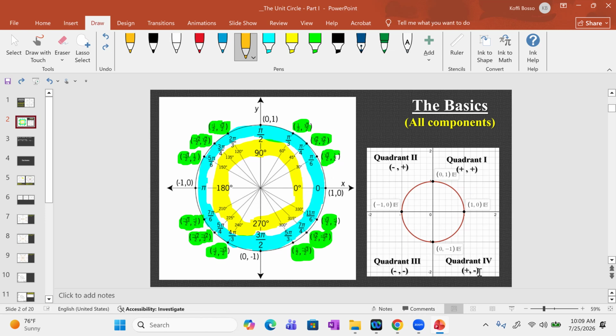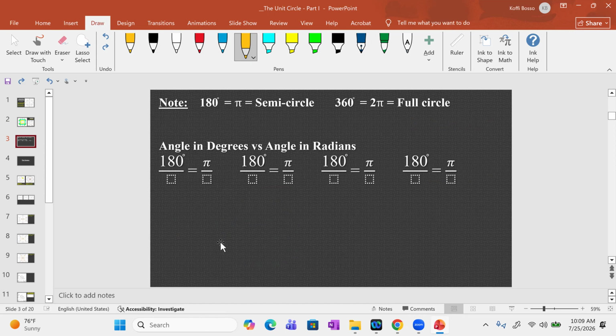It's very important to understand the basics before I show you the strategy. On the left side, in yellow, we have the angles in degrees. In blue, we have the angles in radians. For the green part, we have some coordinates in parentheses: the x and y value of each point we have here on the unit circle. Let's continue. For this unit circle, we're going to use angles in degrees and angles in radians.